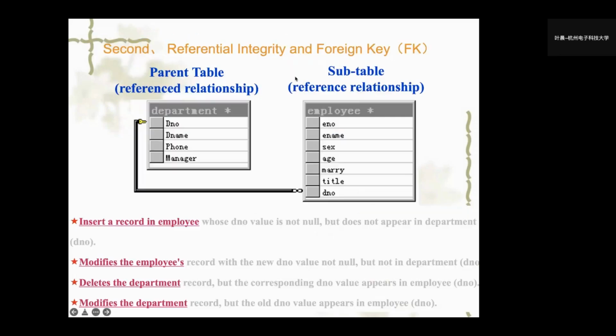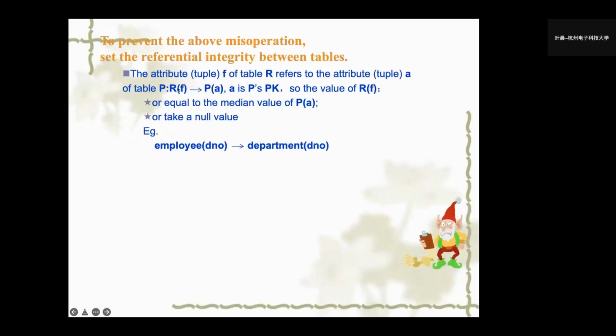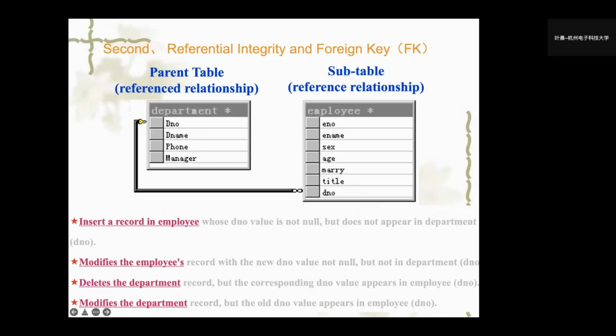So it's between the parent table and the subtable. The attribute or a tuple F of the table R refers to the attribute A of the table P. So we write like this: A is P's primary key. So the value of R.F should be equal to some value of P.A, or it needs to take a null value. So we can write this kind of referential integrity to keep these four conditions from appearing.